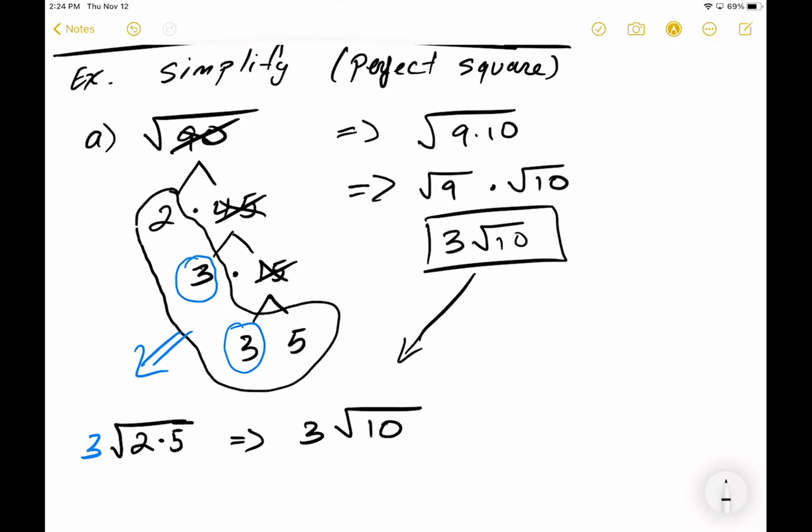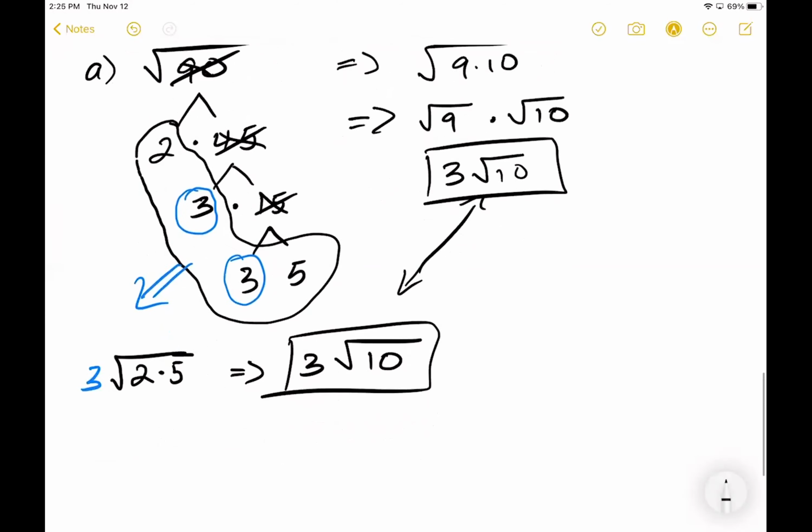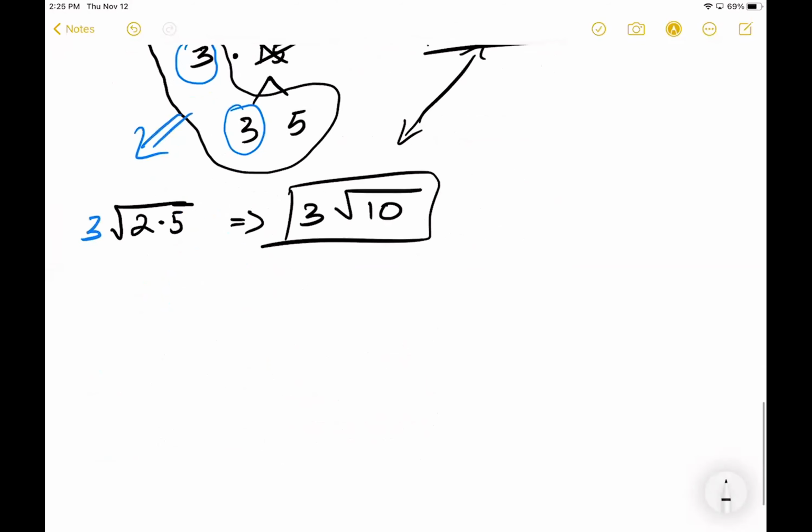And again, it doesn't matter how you dissect them. Everybody see that the answer is the same, 3 square root of 10. Okay. One way is we can break it down. The other way is, again, same thing, right?